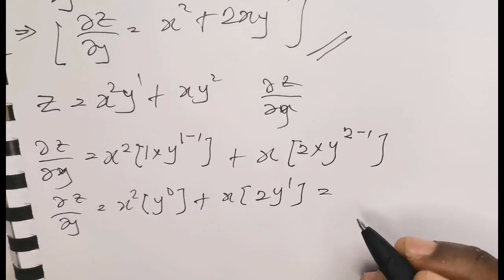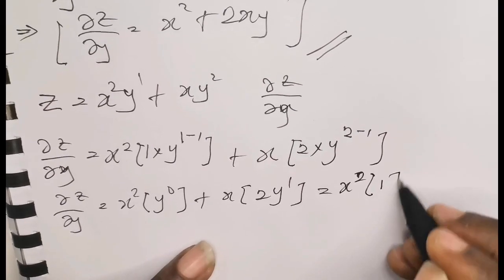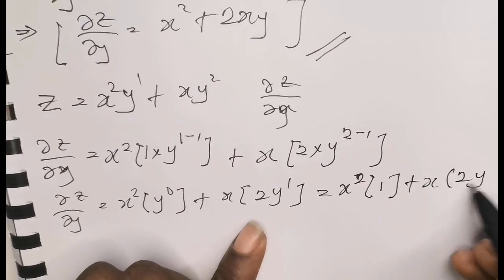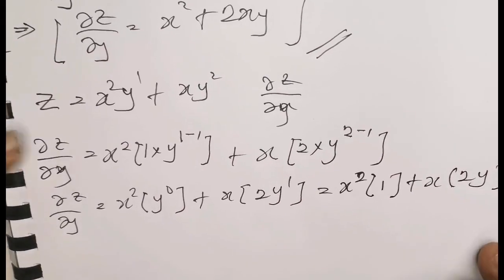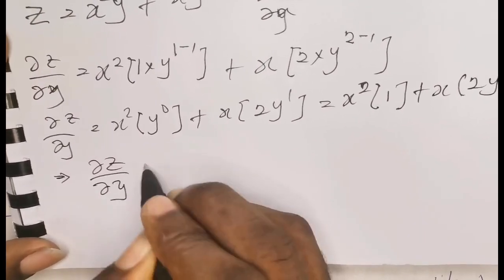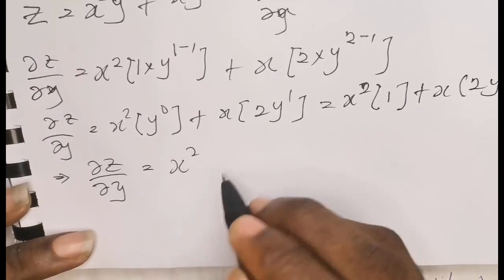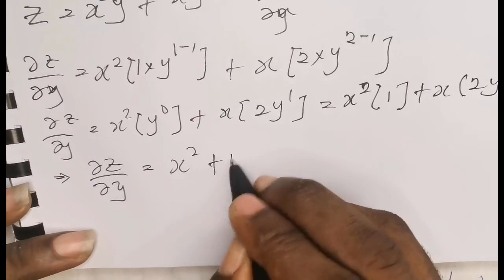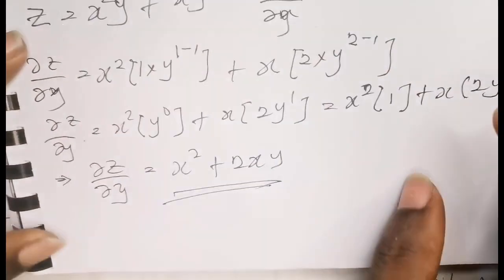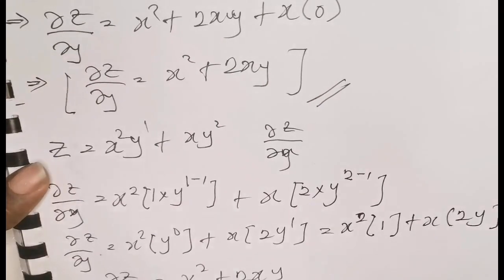And this is equal to x squared into y to the power of 0, which is 1. So keep it aside as 1, plus I have x into 2y, because y to the power of 1 remains 2y. Alright, so after evaluation, the partial derivative of z with respect to y is equal to x squared times 1 gives us x squared, plus 2y times x gives us 2xy. And this is the same result as what we obtained earlier when we differentiated this function from first principle.